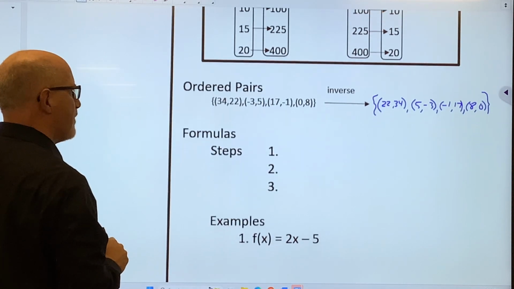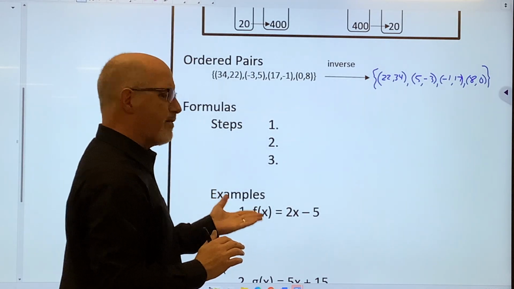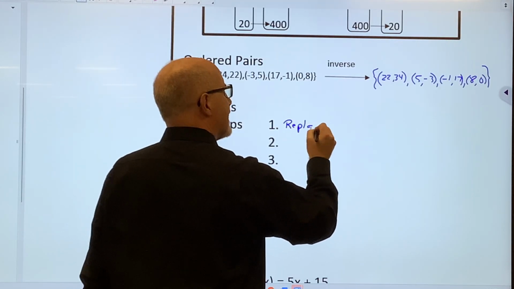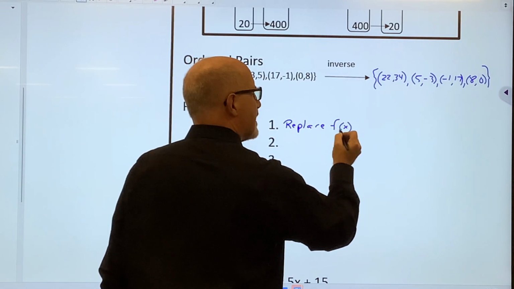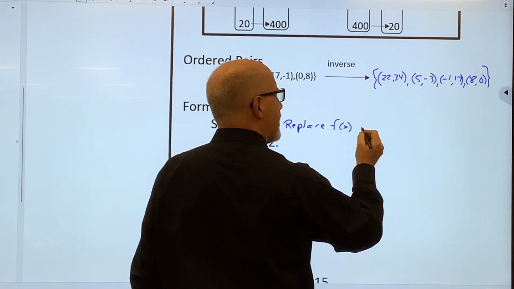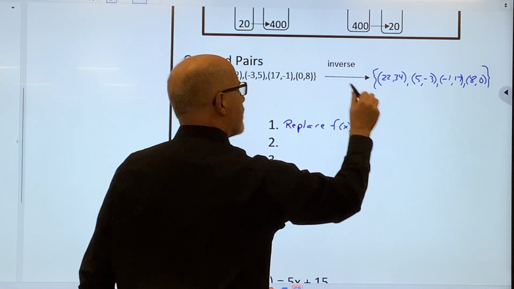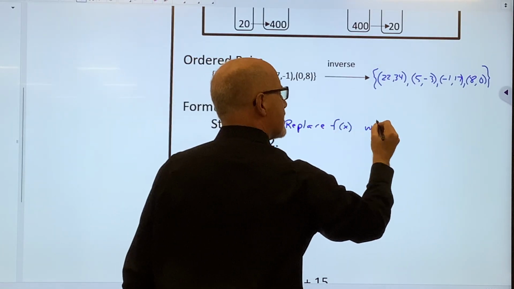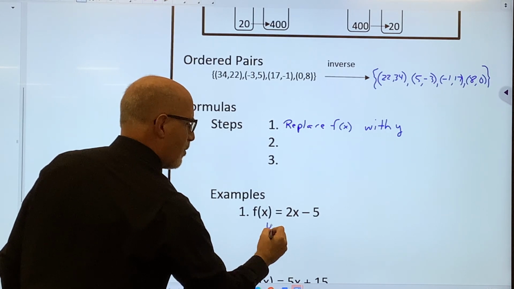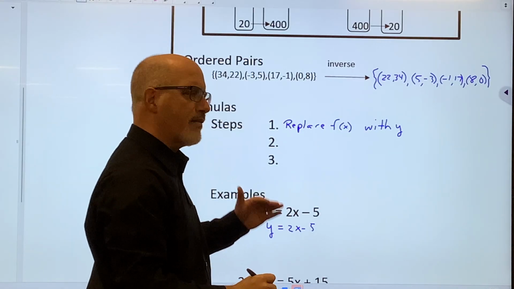Now, if we're dealing with a formula, we want to use these steps to work it out. First of all, if I'm using function notation, you're going to replace the f of x, which in some cases might be g of x, but whatever the function is, replace it with y. So we want to put it into a formula that we can just deal with the x's and the y's. On this one, we're going to make it y equals 2x minus 5. It's as simple as that. Just replace the f of x with the y.